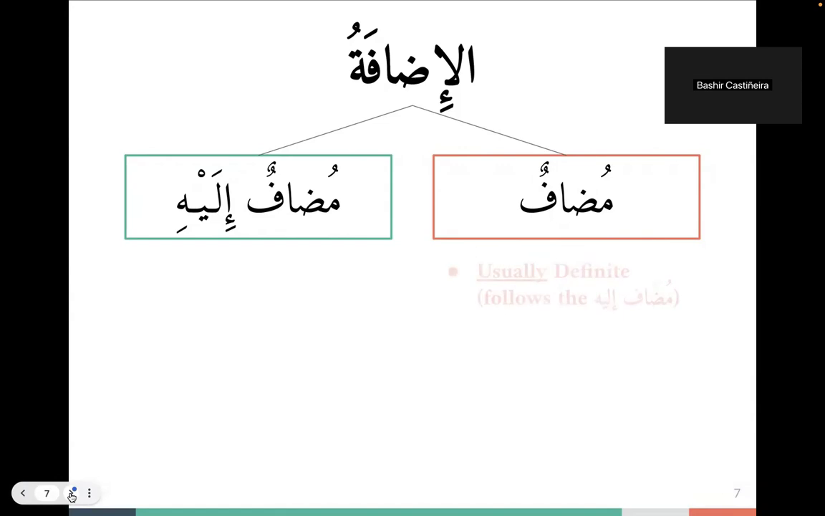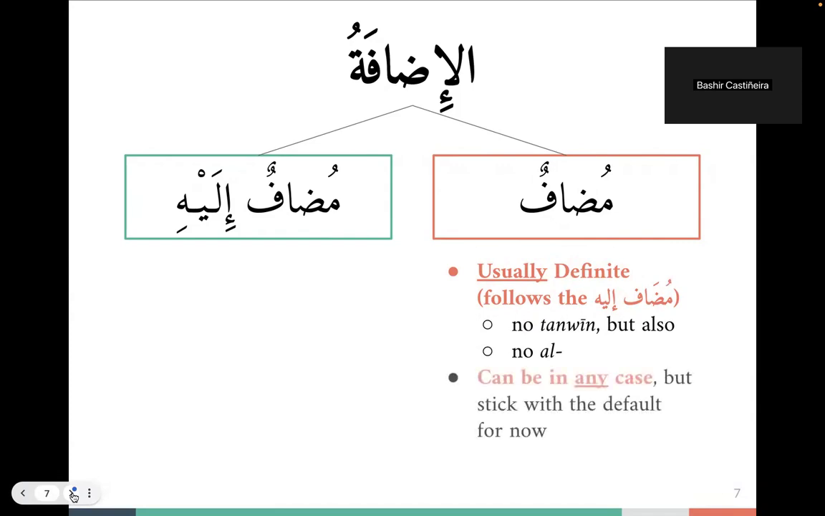What is necessary for the mudaf? Usually it's definite, but not always. It has no tanween, but also no al. This is what's important: the mudaf has no tanween, but also no alif lam. It can be in any of the three cases, raf', nasb, or jar. That depends on the sentence, on the role of that word in the sentence.